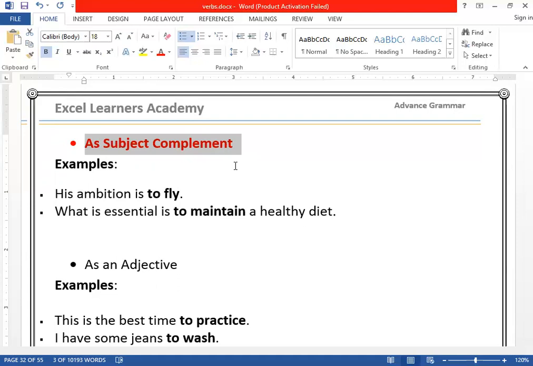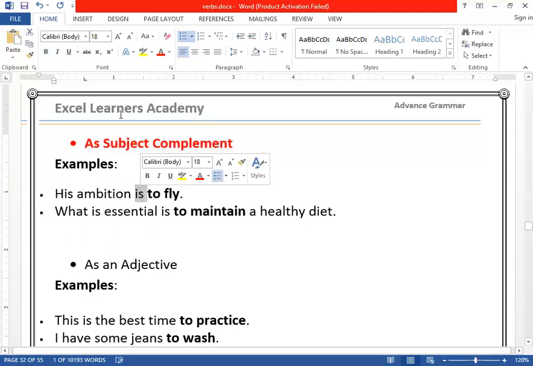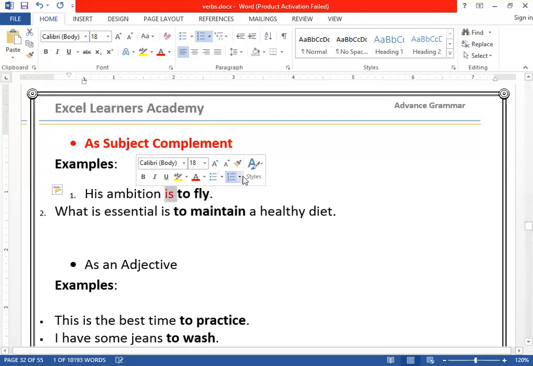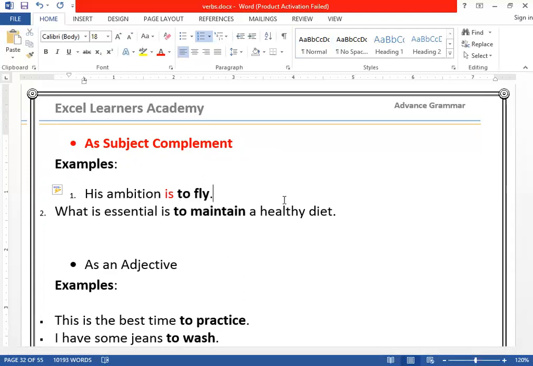The linking verbs are already very clear. For example, his ambition is to fly. Here "is" is a linking verb. "To fly" is used after the linking verb as an infinitive, acting as the subject complement. His ambition is what? It completes the meaning of the subject.